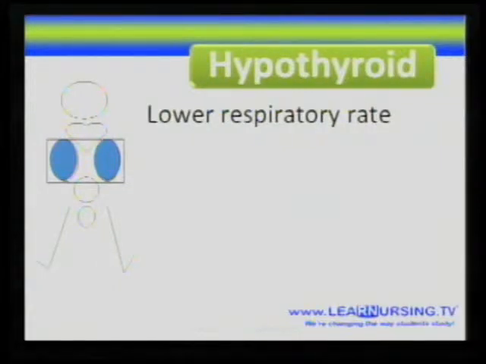Now let's look at their lungs, the pulmonary, the respiratory system. What would you expect? If we have a low temp, a low heart rate, you would expect a lower respiratory rate. Literally, everything slows down. We don't call it myxedema coma for nothing.